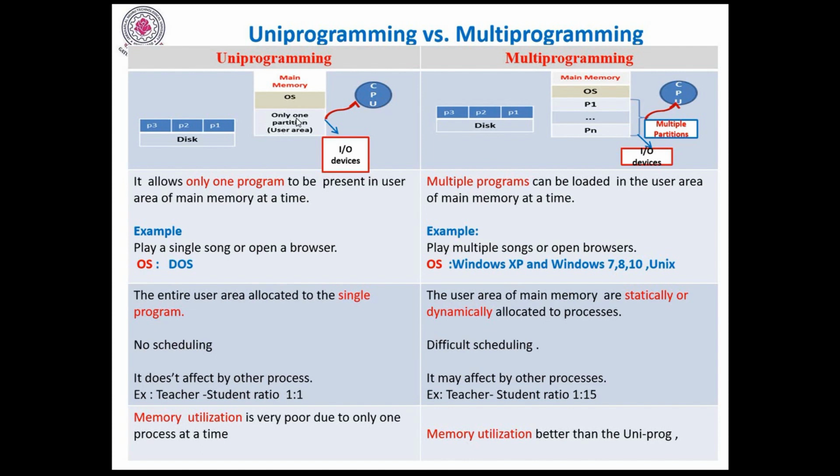990 bytes of memory is wasting. So memory utilization is very poor. Whereas in the multiprogramming, the user area is divided into multiple partitions. Those multiple partitions are also either static or dynamic. So when it is going for the dynamic, then the memory utilization is very high compared to uniprogramming.